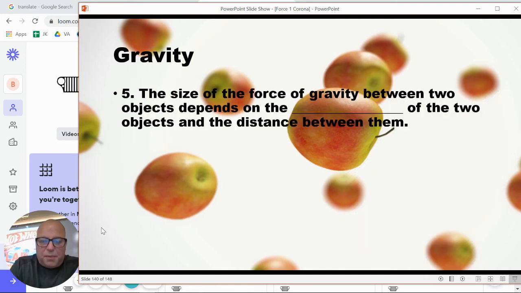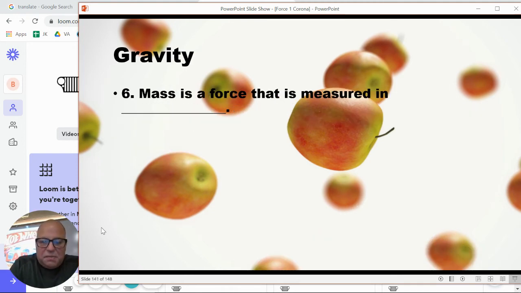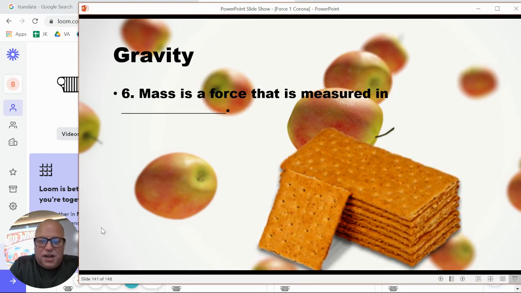We're halfway. Number five, the size of the force of gravity between two objects depends on, come on, you can guess it, the mass of them. Yes, the mass of them, and the distance between the two of them. Let's see here. Mass is a force that's measured in, can you get it? How about a hint? Grams.